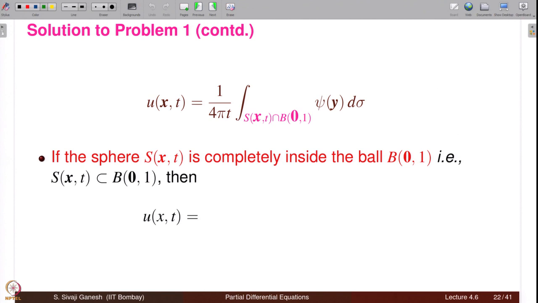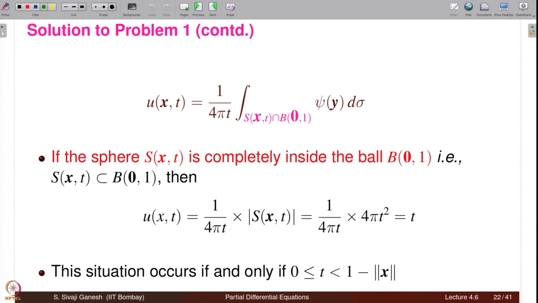Therefore, u(x,t) is 1 by 4 pi t integral over S(x,t) of the function psi, which is 1 on the ball. Therefore, what we get is the surface area of S(x,t), which is 4 pi t square. We are in R3, okay, S(x,t) has 4 pi t square as surface area. So, therefore, u(x,t) equals t. And this situation occurs if and only if t is less than 1 minus norm x.